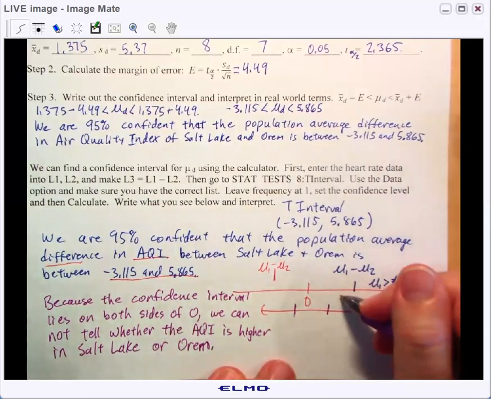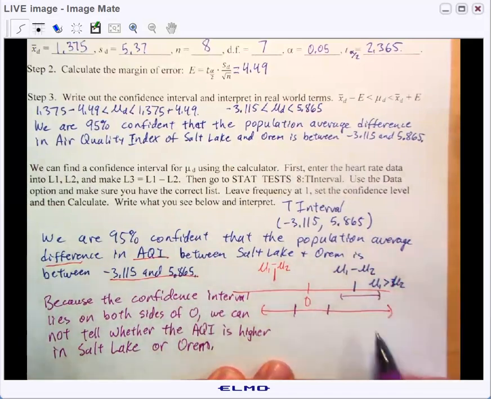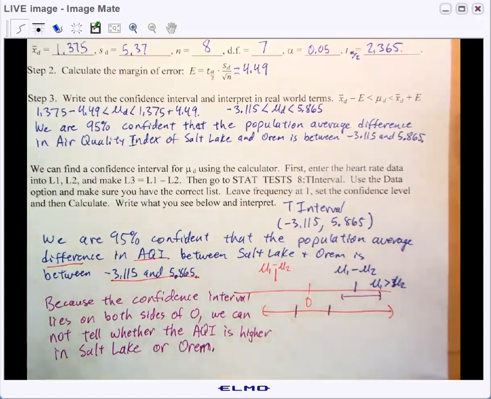If the air quality index interval had been all on this side, that would mean that mu1 is greater than mu2. So we could then say that the air quality index in Salt Lake is higher than the air quality index of Orem, or vice versa if it was all over here, all on one side of 0. Hope that's made sense. Go ahead and do the other 2 problems and submit it.